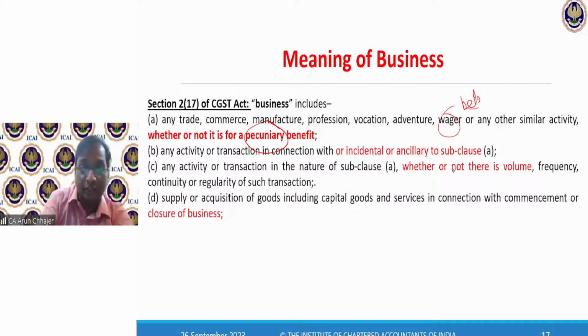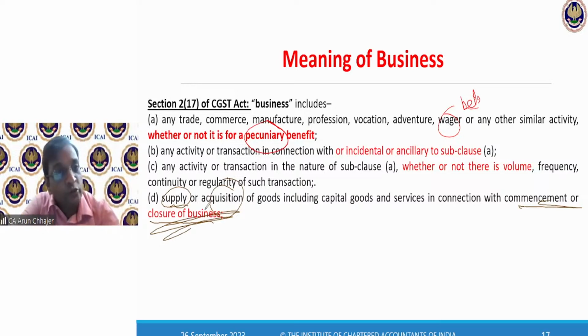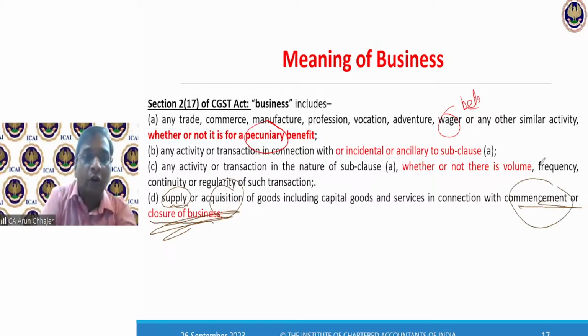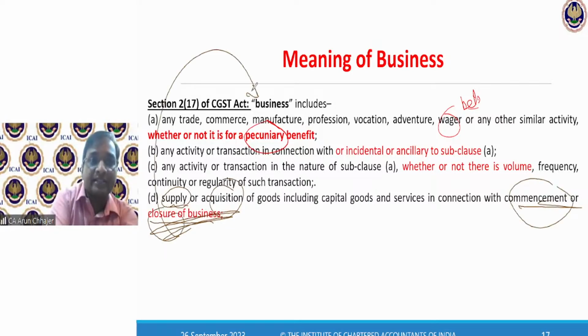The next clause says that even supply or acquisition on commencement of business or closure of the business. Mr. A, who is doing the business, has closed the business. After the closure, whatever goods are there, he has sold those goods. Will GST be leviable on that supply of goods because of the closure of the business? Answer is yes, because commencement or closure is considered as business only.